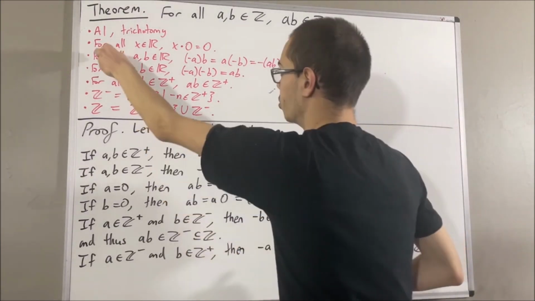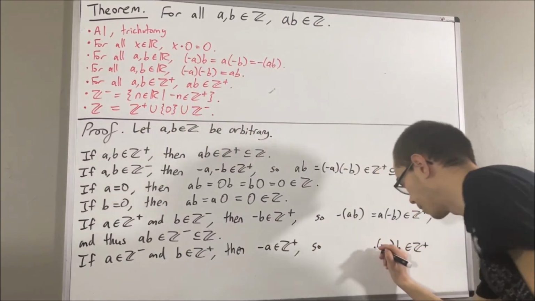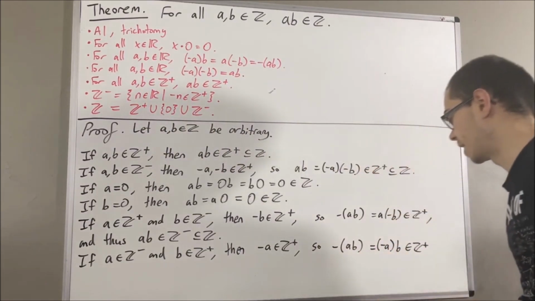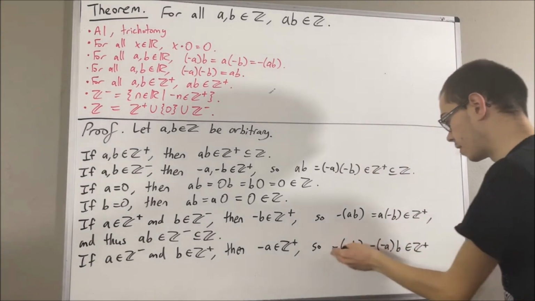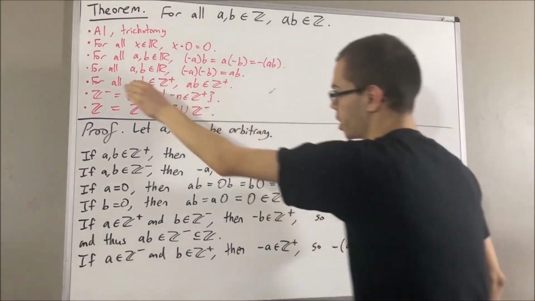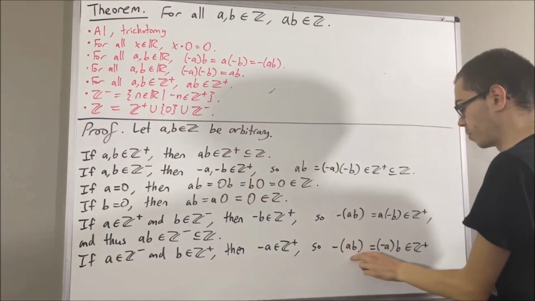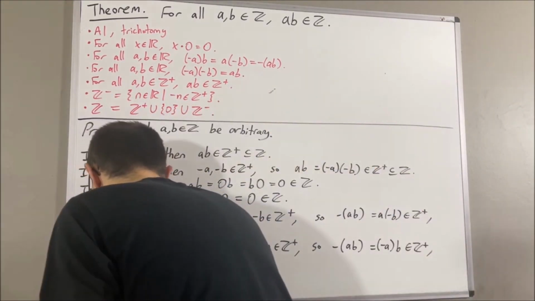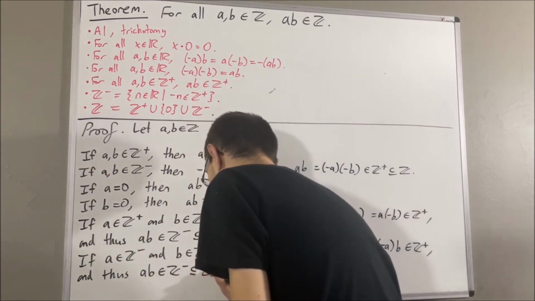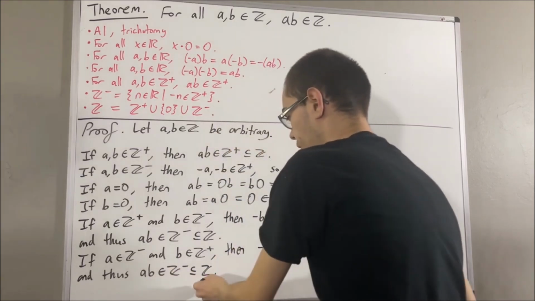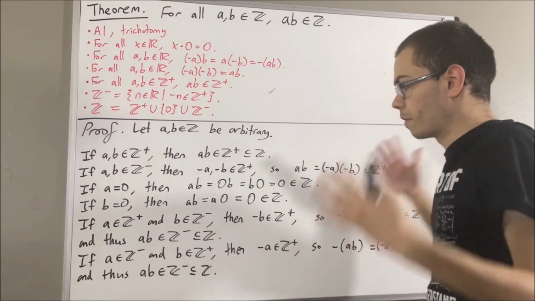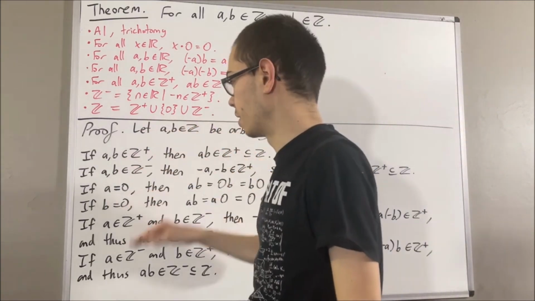But according to this result again, negative a times b is equal to the negative of a times b. So the negative of a times b is a positive integer. So by definition of the negative integers, that tells us a times b is a negative integer. And the negative integers is a subset of the integers, so this tells us a times b is an integer. So we're done. So we have considered all possibilities of a and b.